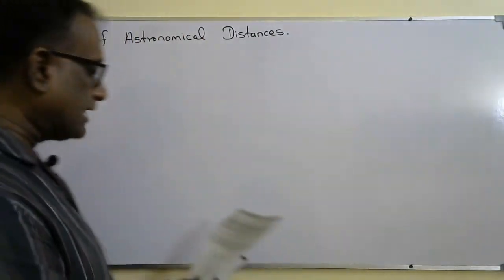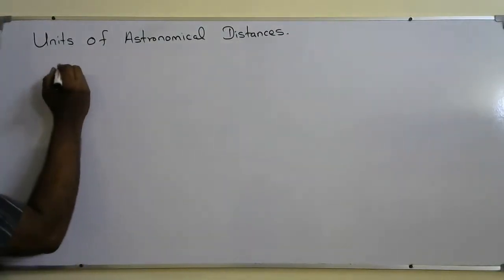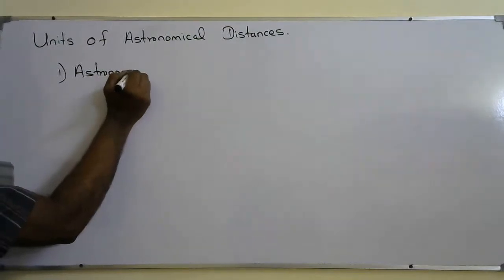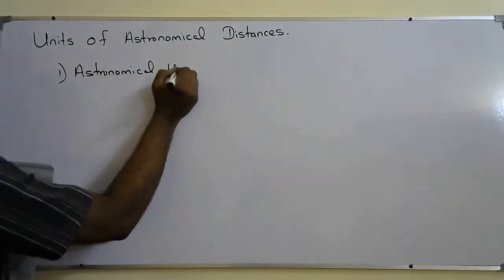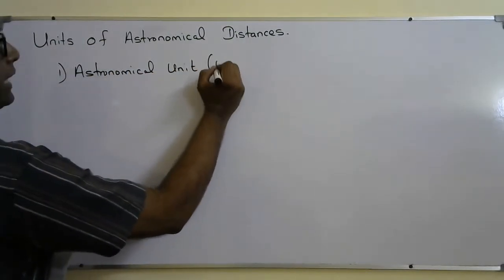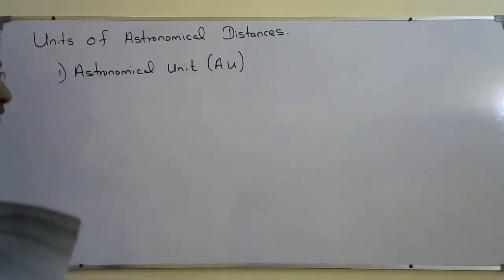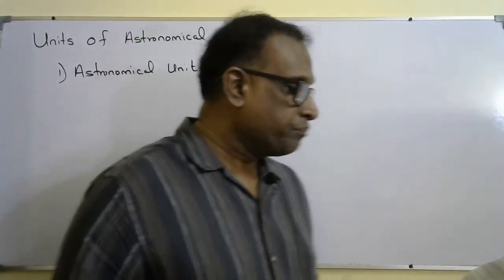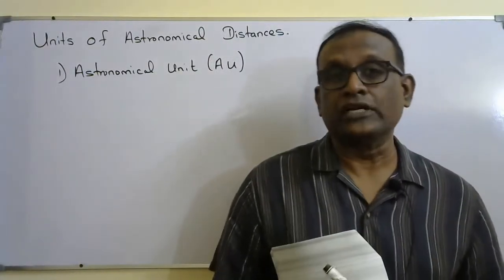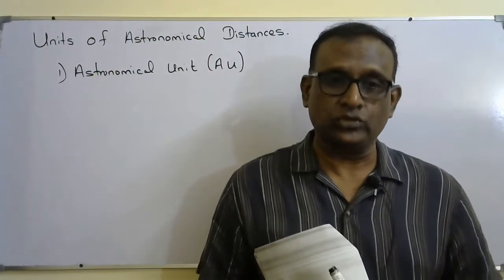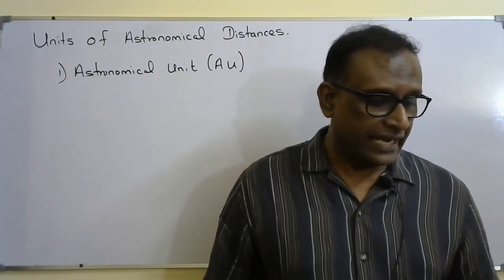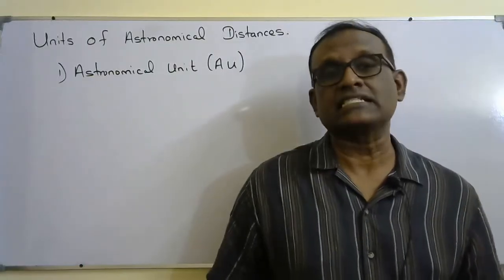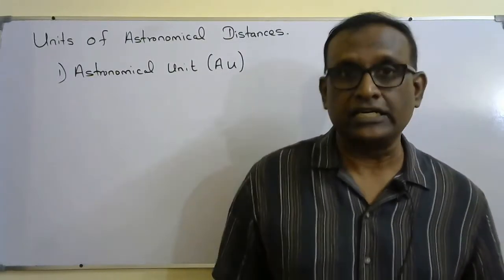First is called astronomical unit. So it's denoted by AU. Like kilometer is denoted by km, it's denoted by capital A, capital U. So how do we define astronomical unit? The average distance of the Earth from the Sun is defined as 1 astronomical unit.